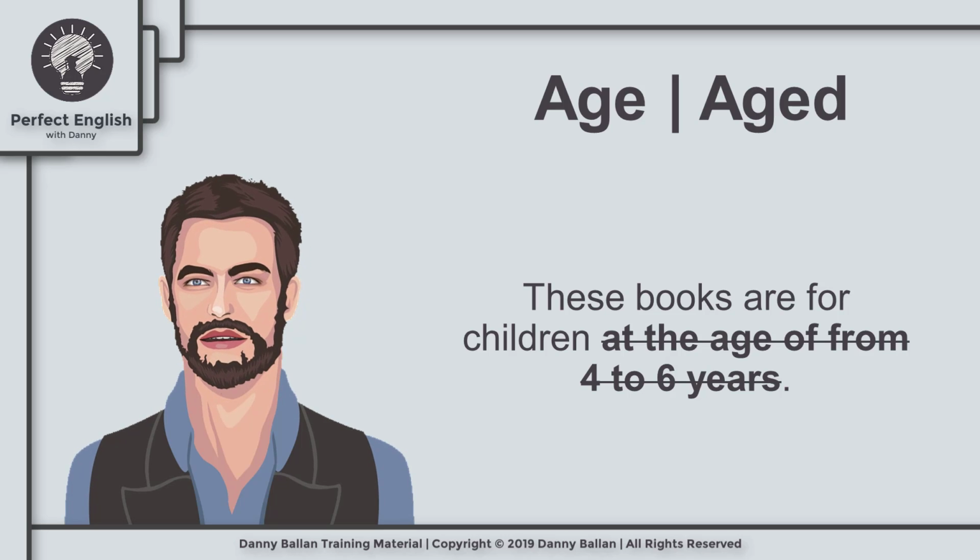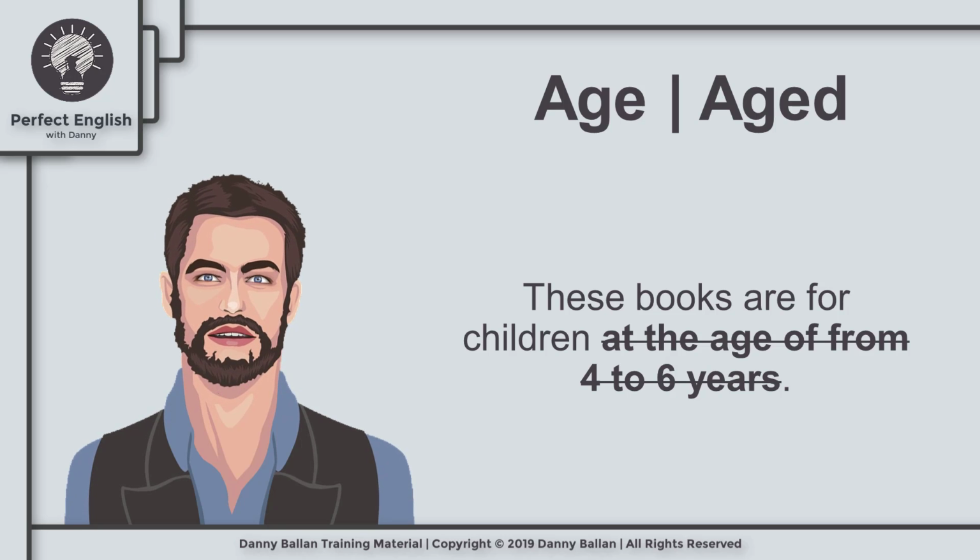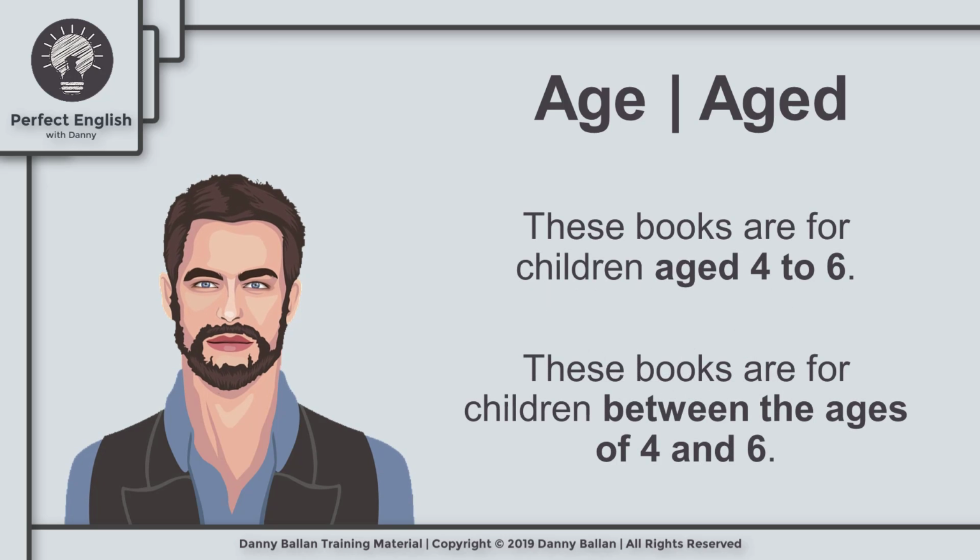Now, when you mention an age range after a noun, you use either aged plus a number to number, like suitable for children aged 7 to 11, or we say between the ages of a number and a number. For example, we say suitable for children between the ages of 7 and 11. So in this example, again, we have two different ways we can use to fix it. We can say these books are for children aged 4 to 6, or we can say these books are for children between the ages of 4 and 6. And now let's move to the next keyword, which is aged.